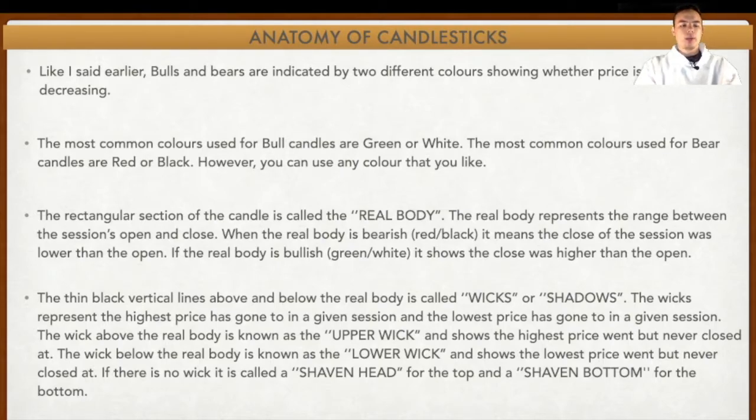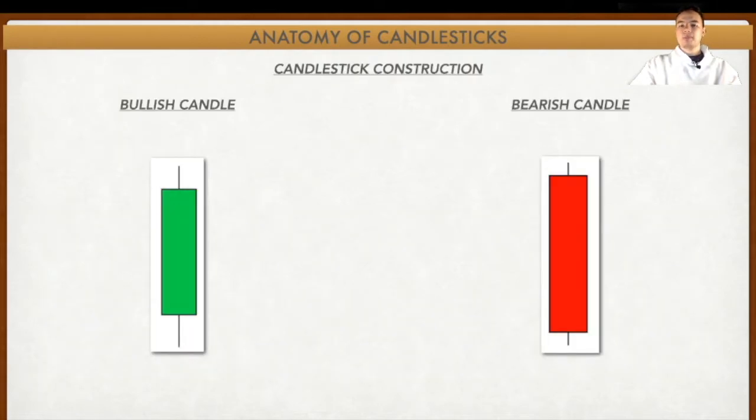Now, the wick below the real body is the low wick. If there is no wick at the top, meaning there's no high, that is called a shaven head. If there's no wick forming the low, then that is known as a shaven bottom. So here's an example of a bullish candle and a bearish candle.